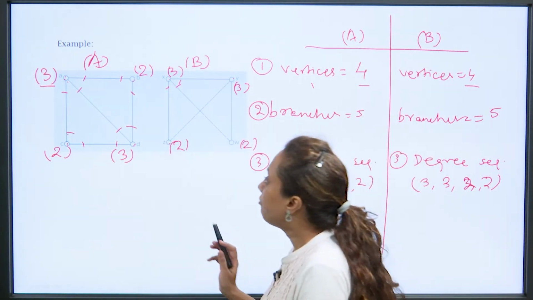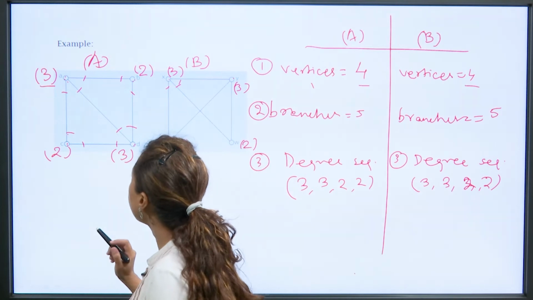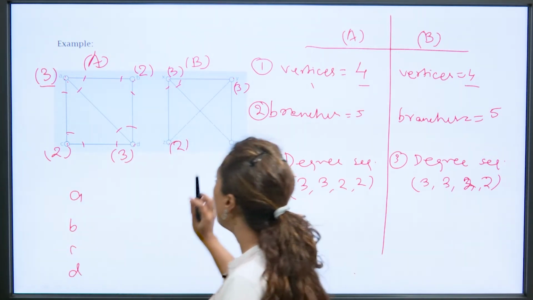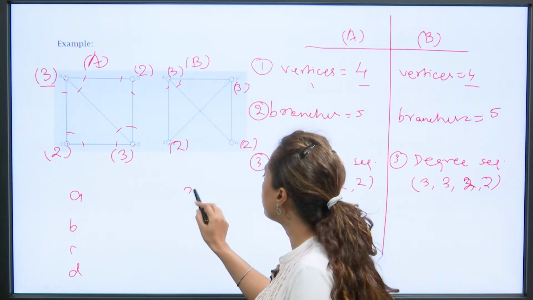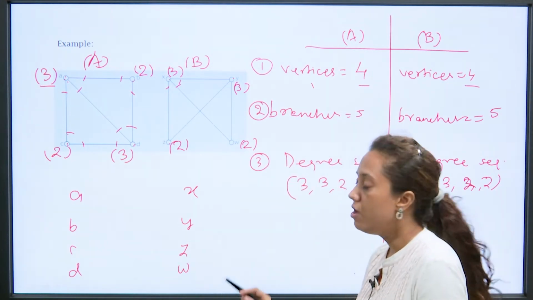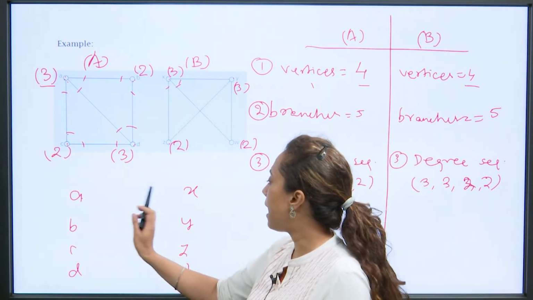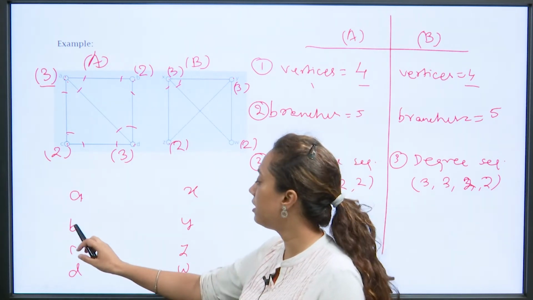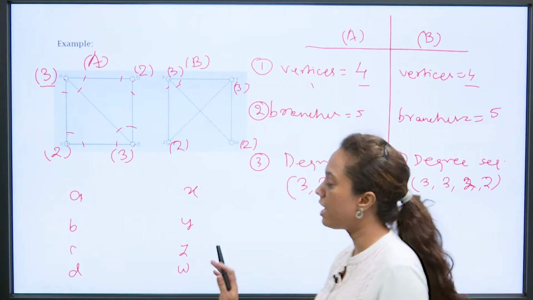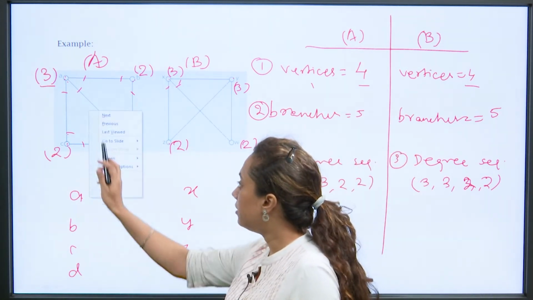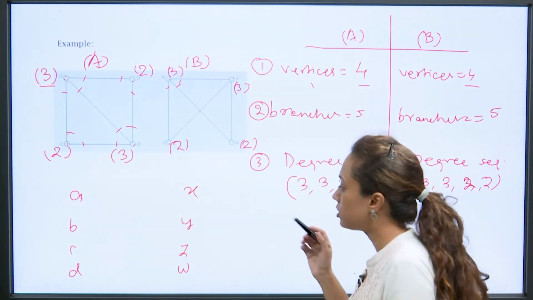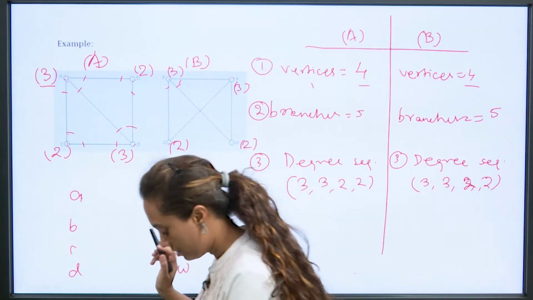So, if we see here in the A figure, we have the nodes A, B, C and D. For the B figure, we have nodes X, Y, Z and W. We have to just map whether this is getting mapped with X, Y, Z or W. Similarly, B can be mapped with any of these nodes and similarly C and D. So, we have to just map the nodes of the first graph, the A graph, with the second graph. So, we can start this way.